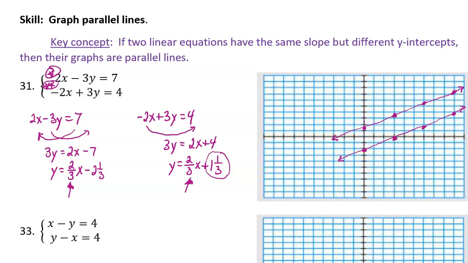Assuming you're careful and you use your ruler, you will end up with 2 lines that are called parallel lines.